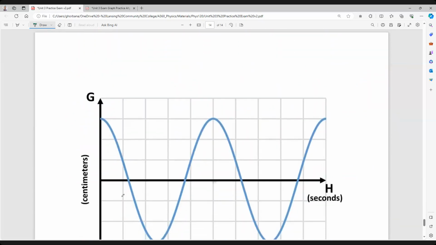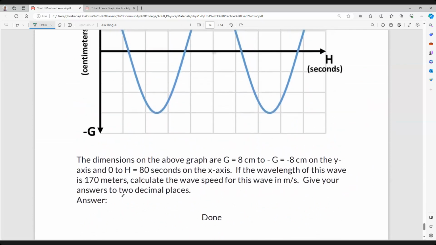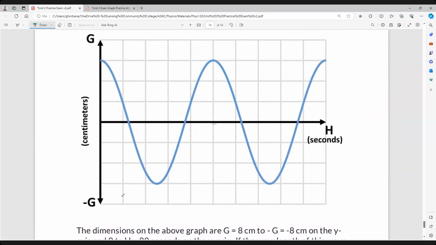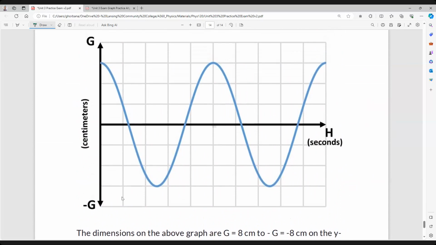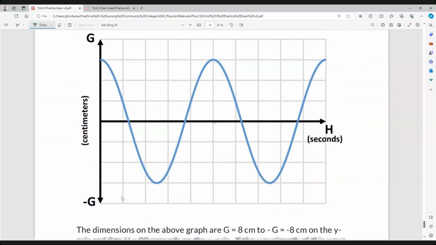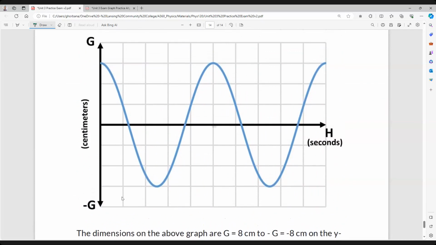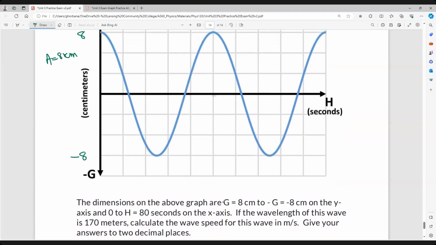So the next one is the last one. Again, we have a displacement over time, and it's telling that the dimension in the G here is again 8, here again -8. Good. So it means that the amplitude is 8 centimeter. We may need it, we may not. But the H is 0 to 80.